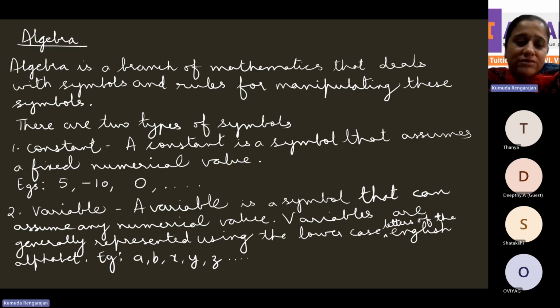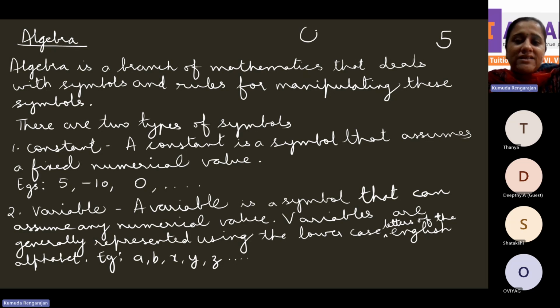There are two types of symbols: constant and variable. A constant is a symbol that assumes a fixed numerical value. All the numbers you know, natural numbers, whole numbers, integers, fractions, are all constants because they have a fixed numerical value. And it's a symbol, right? See, how do you write 5? This symbol is read as 5.